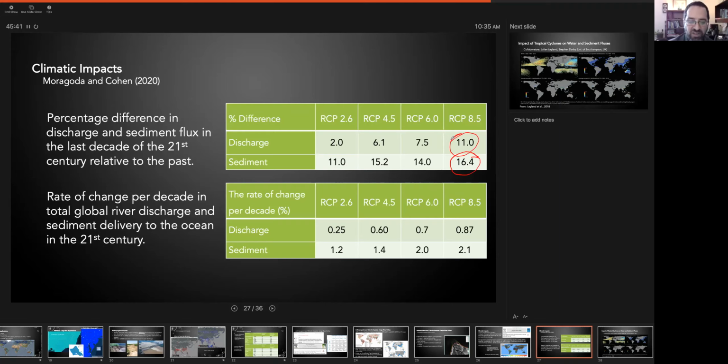Actually, the averaging doesn't really tell a very compelling story in a way, because the effect in different basins can be very, very dramatic.